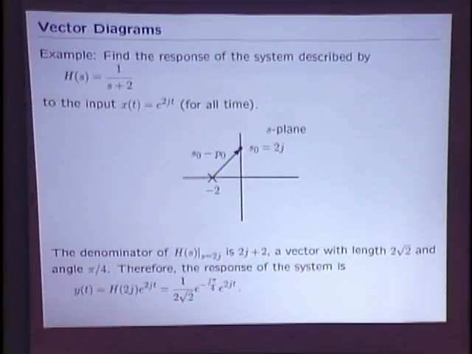So, for example, here's a system, a single pole at -2. Say I wanted to find the output when the input is e to the 2jt. E to the 2jt is a complex exponential. The system is linear and time invariant. Therefore, I know that the complex exponential is an eigenfunction. Therefore, all I need to do is find the eigenvalue. The eigenvalue is the value of the system function at the s in question.